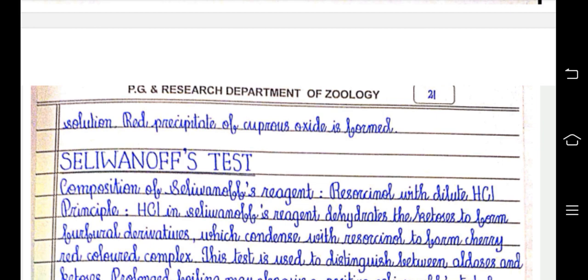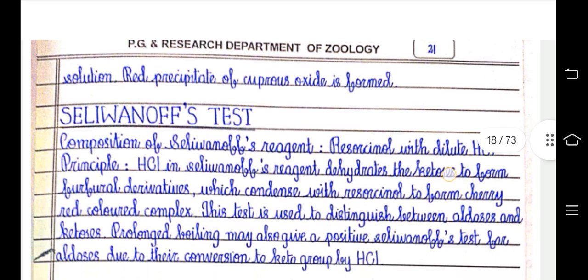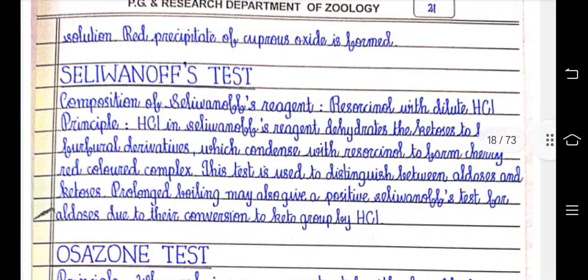Resorcinol with dilute HCl. The principle: HCl in Seliwanoff's reagent dehydrates the ketoses to form furfural derivatives, which condense with resorcinol to form a cherry red colored complex. The test is used to distinguish between aldoses and ketoses. Prolonged boiling may also give a positive Seliwanoff's test for aldoses due to their conversion to keto group by HCl.